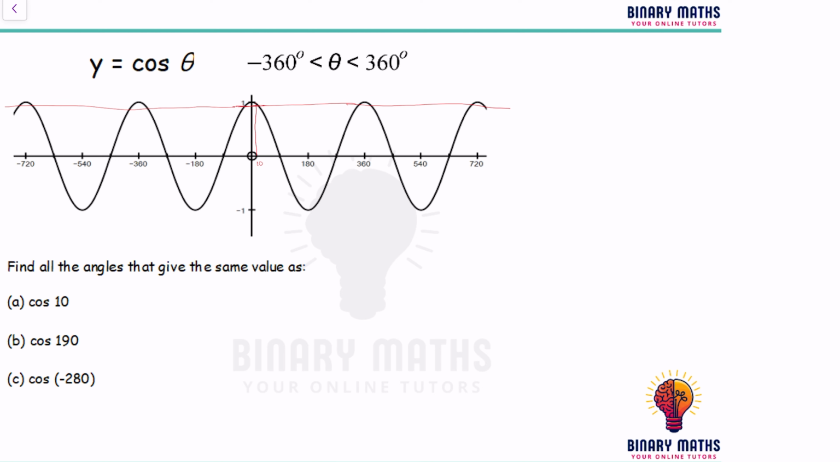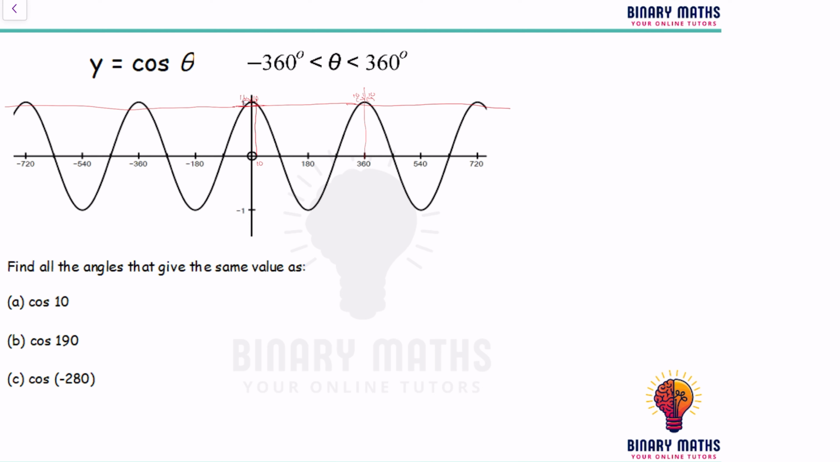Okay, which is 10 away from the peak. Sorry, my drawing is rubbish. Okay, 10 away from the peak. So 10 away from there. For this one, it will be 10 away from the peak again, and 10 away from the peak there. Okay, so the first one is cos 10.